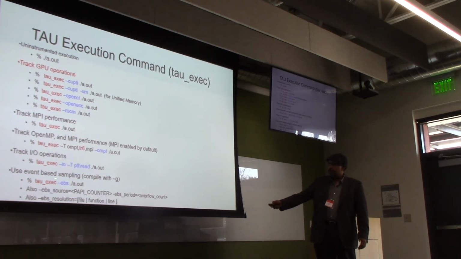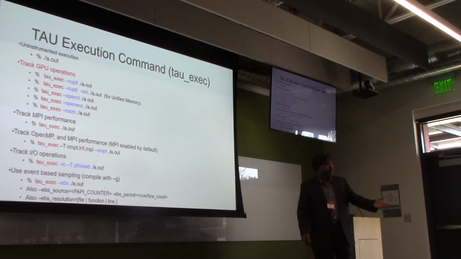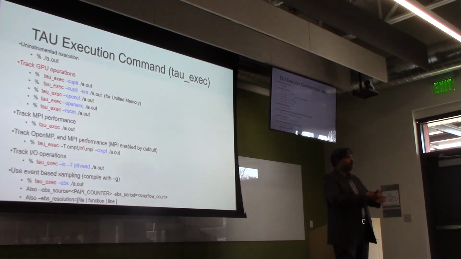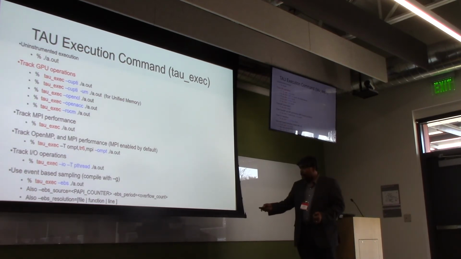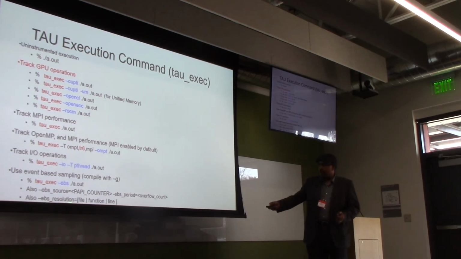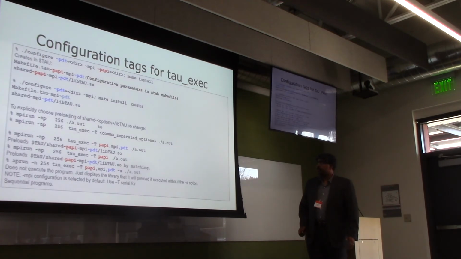You can look at event-based sampling like this. You can also specify a hardware performance counter. So instead of saying every 30 milliseconds take a sample, you could say when 100,000 data cache misses take place, please interrupt the program, like that. You can also specify whether you want to sample with a coarse-grained file resolution or a line resolution or a function resolution.